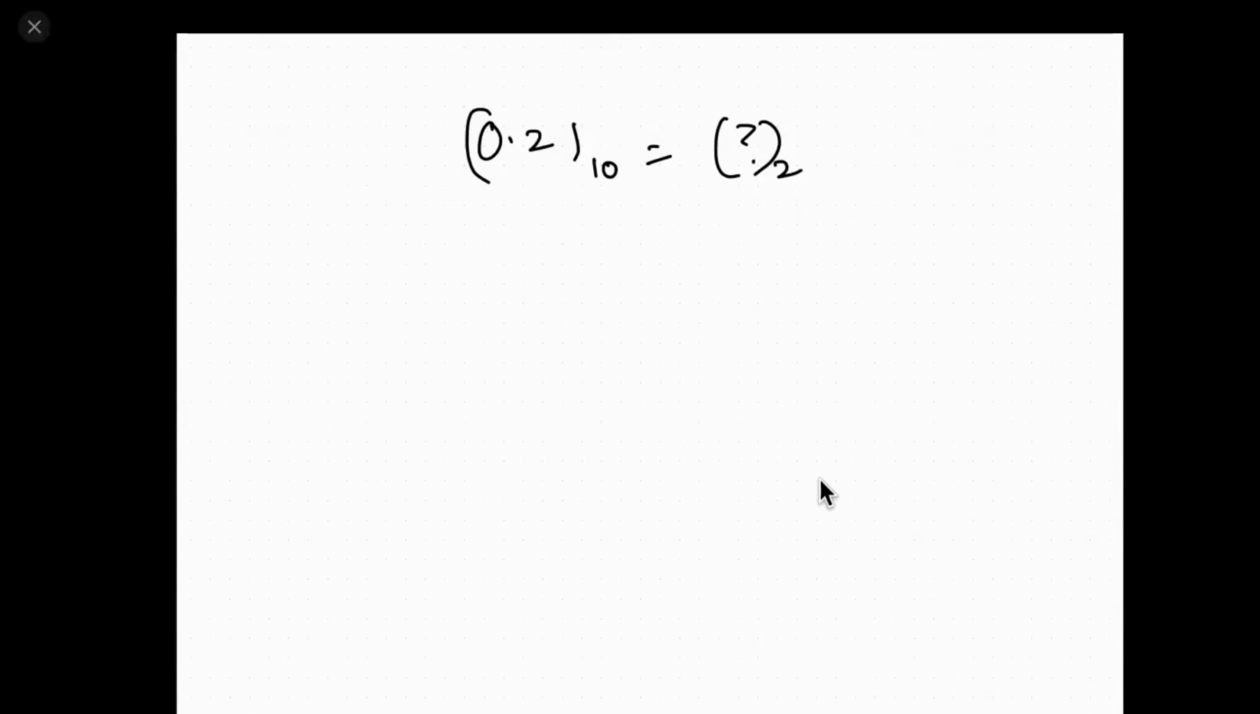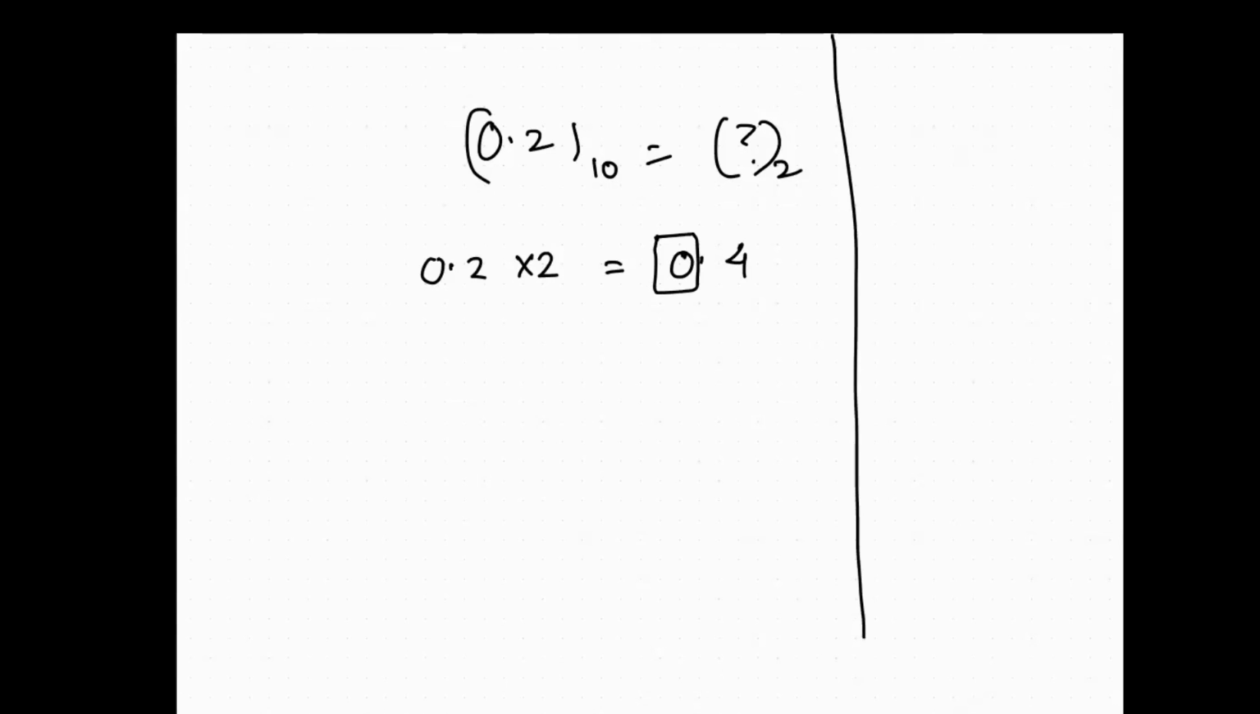Let's try to answer this for one more minute, and then I'll show. Okay, so some of you have now started to get the right answer. It's a recurring sequence. Let's work this out. You start with 0.2, multiply it by 2, you get 0.4. You look at the number before the decimal point, you put a 0 as the least significant bit. So you get 0.0 at this point.